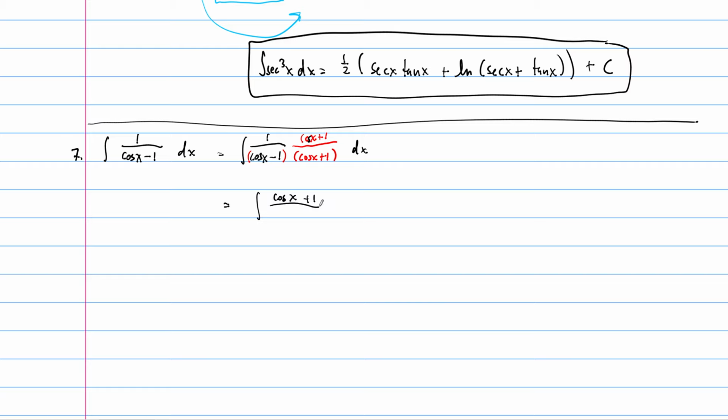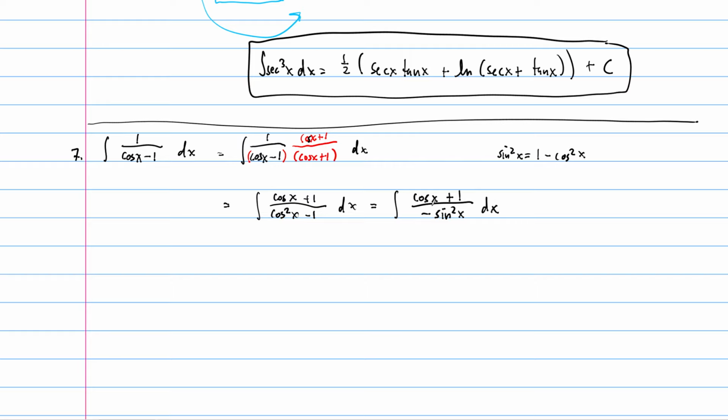plus 1 over the bottom becomes cosine squared x minus 1 when you multiply through, distribute. And remember, sine squared x plus cosine squared x is 1. So sine squared x is 1 minus cosine squared x. And so that means that this bottom is equal to minus sine squared x, right? So this is cosine x plus 1 over minus sine squared of x dx.